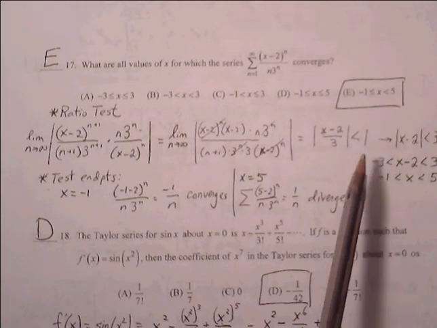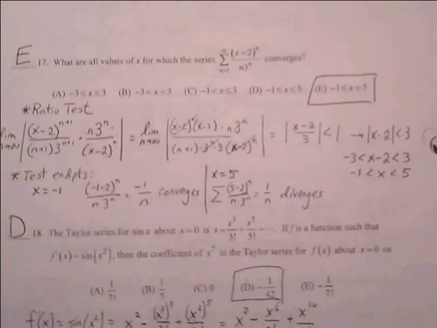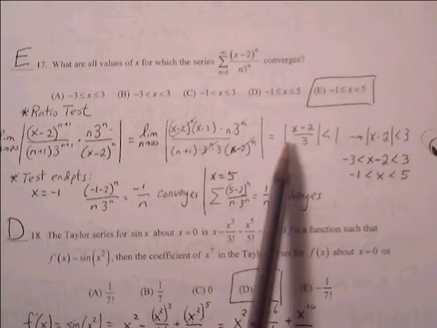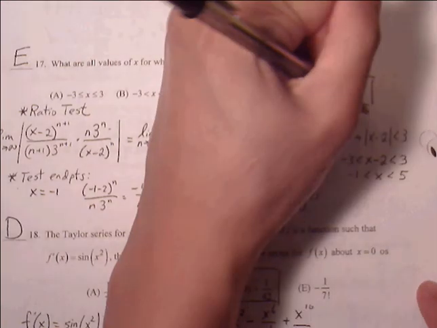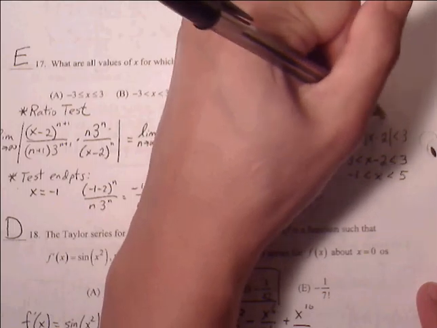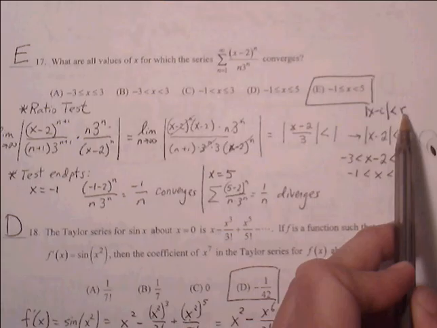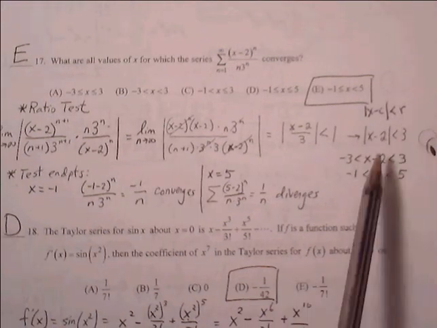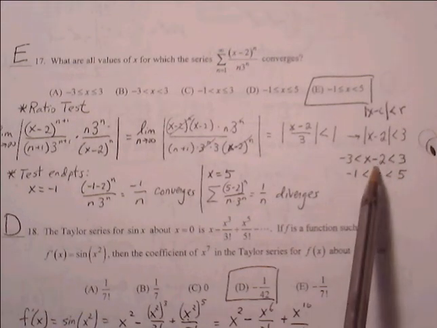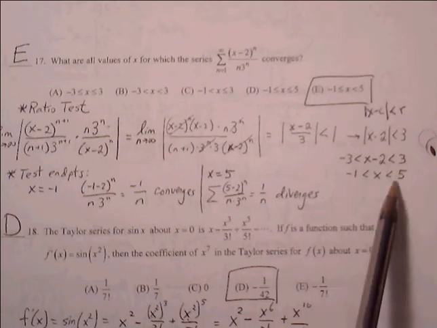So we know the series will converge whenever the absolute value of x minus 2 over 3 is less than 1. If I multiply both sides by 3, the absolute value of x minus 2 is less than 3. This is in the form of absolute value of x minus c is less than r, so the radius of convergence is going to be 3, and the center is going to be 2. So x minus 2 will be between negative 3 and 3. If we add 2 to both sides, x is between negative 1 and 5.